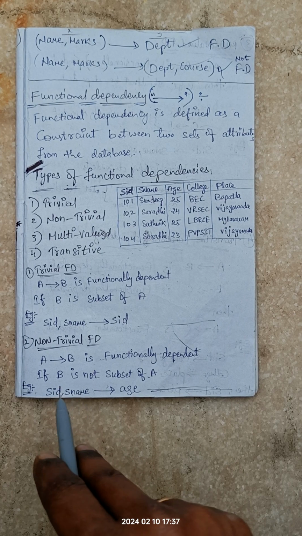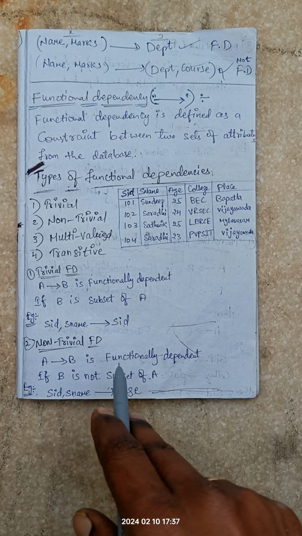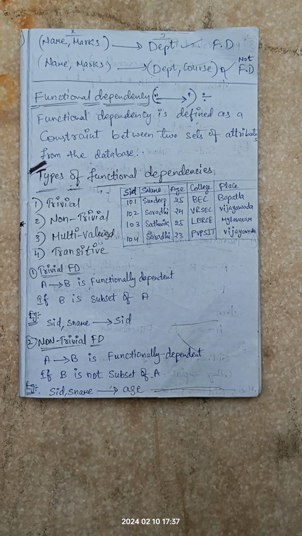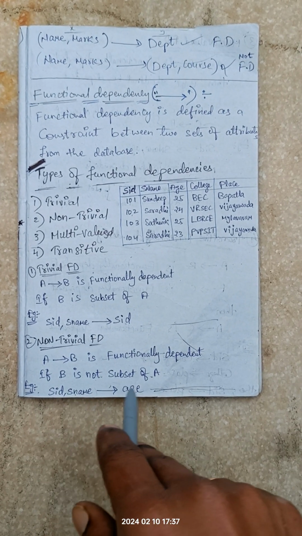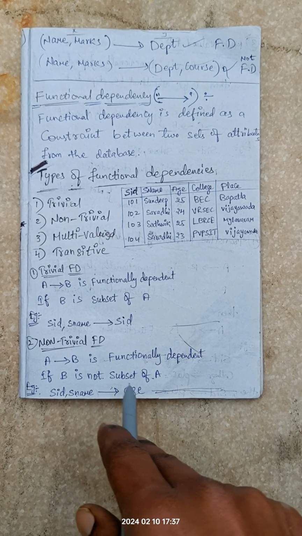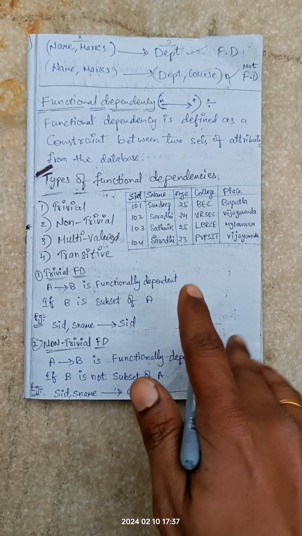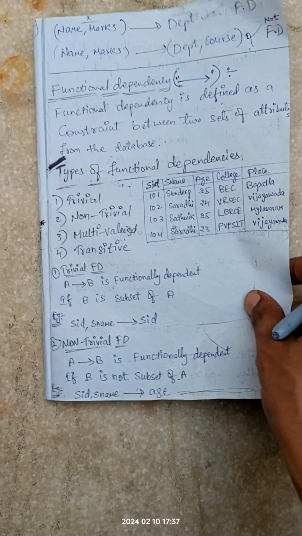So it is satisfying the condition. A tends to B is functionally dependent if B is not a subset of A. So this is functionally dependent because B is not a subset of A. That is non-trivial. Now coming to multi-valued. In the next page we have multi-valued and transitive.